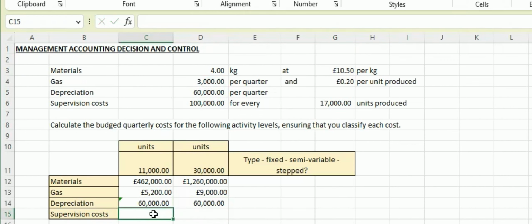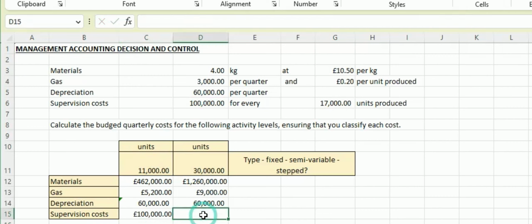And then supervision cost is £100,000 for every 17,000 units produced. So here I'm going to enter in a quick formula. What I'm going to do is take my 11,000 units and divide that by the 17,000 units produced, rounding this up to the nearest whole number. And then I'm going to times that by the cost. So what this is going to do is, if the amount of units that I'm trying to calculate is more than 17,000, it's going to give me a multiple of the 100,000. Whereas in this case, because it's going to round to 1, it's just going to take the £100,000 of costs.